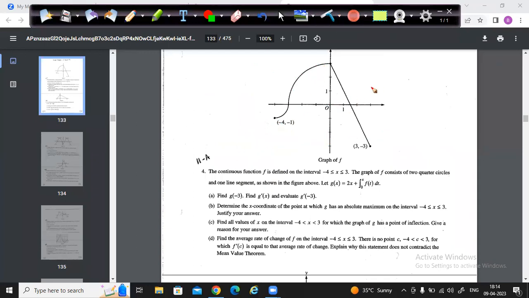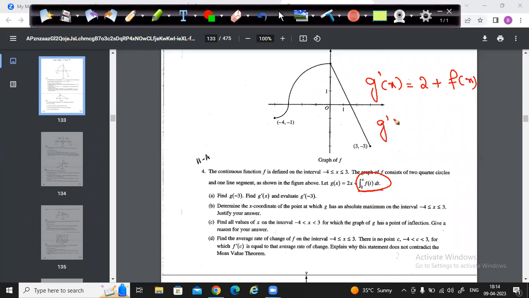Find g dash of x. If we are planning to find g dash of x, so g of x is this. According to the fundamental theorem of calculus, you might not have been so clear before, but now we are very clear. The derivative of the integral from 0 to x of f of t dt is f of x, and the derivative of 2x is 2. So g dash of x is 2 plus f of x.